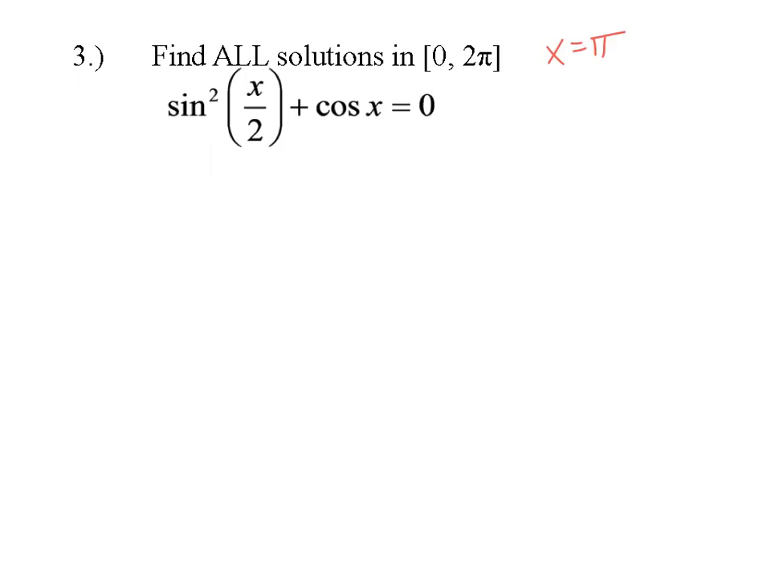All right, for number 3, you should have gotten the solution x equals pi. So if you got that, go ahead and fast forward, check your next answer. If you did not, I will work through it here for you to show you.